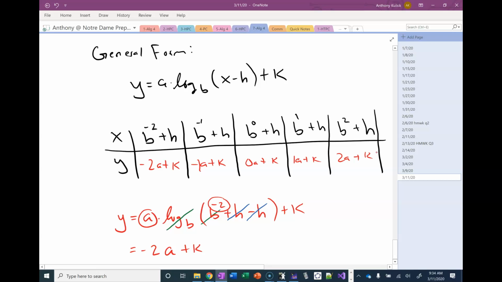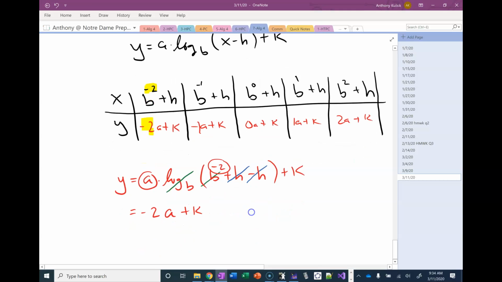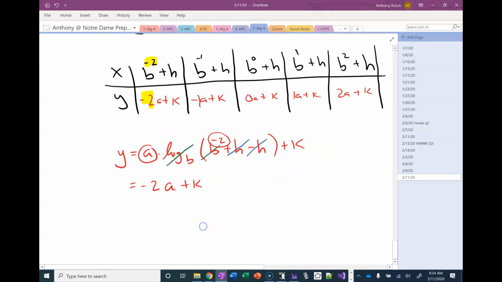So the rest of my y coordinates kind of follow. Notice here that the exponent on b gives me the coefficient on a. That's kind of the pattern that's going on there. Okay. So let's talk about domain and range, and then we'll do a graph and example.